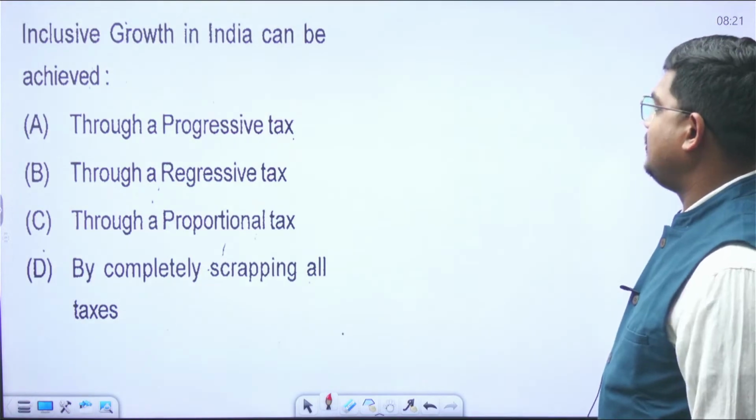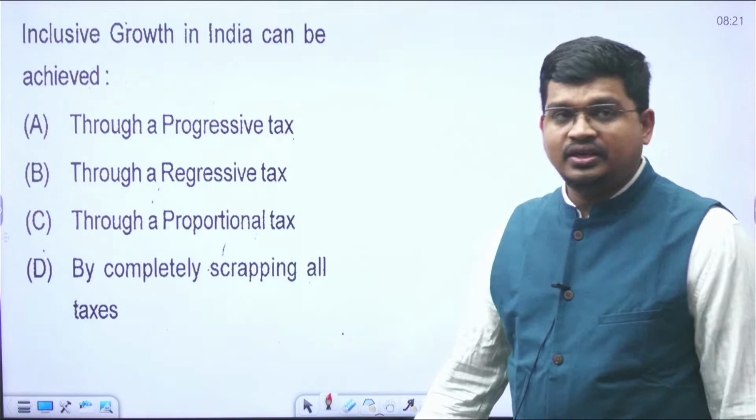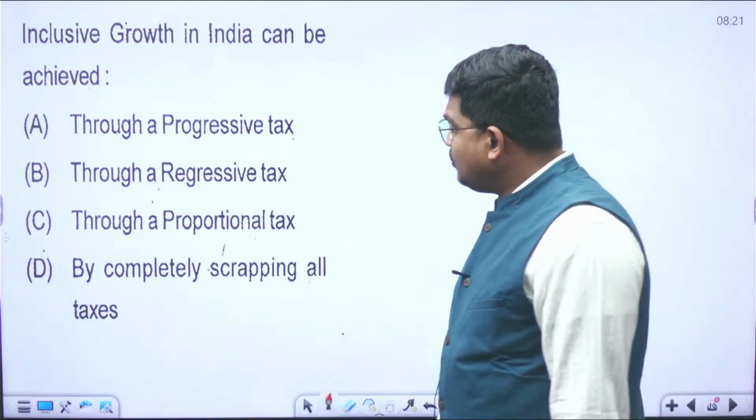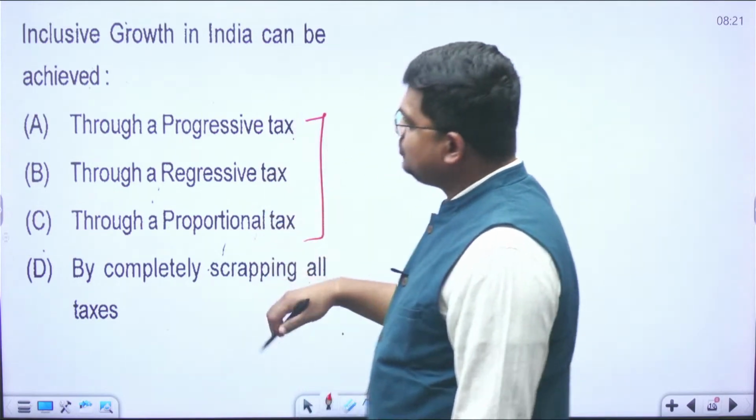Again, this inclusive growth in India can be achieved through which of the following? Okay, A, B, C, D, options are there. Now, let me discuss with you what are these taxes, then I will come to the answer.